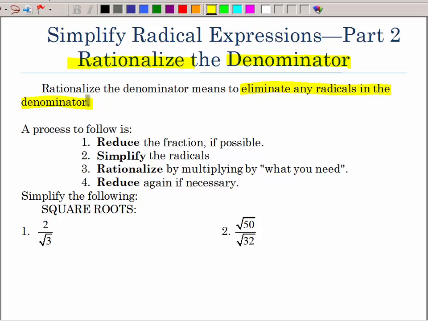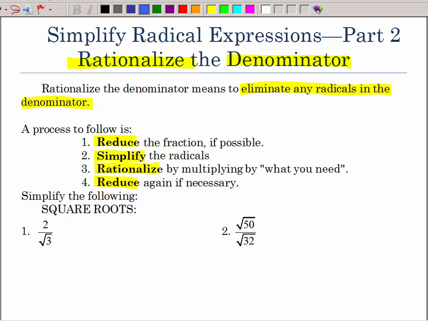So I have a process. Again, it's not rules. This just seems to be a good process to make the least amount of mistakes. We're going to reduce the fraction if possible, simplify the radicals, that means take out perfect squares and cubes, and then we're going to do this new thing called rationalize by multiplying by what you need, and we'll get to that in a minute. And then sometimes we need to reduce again. So let's just take it from the top.